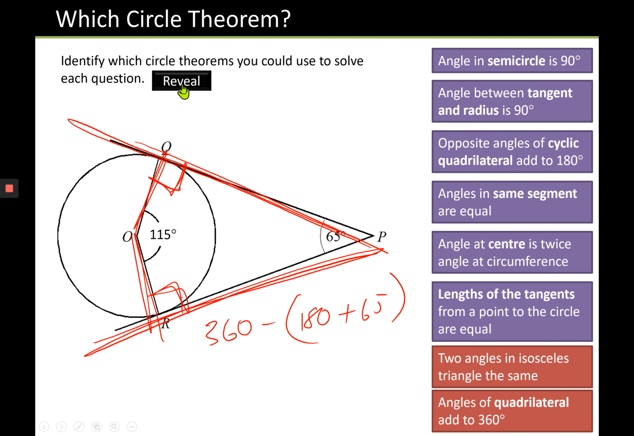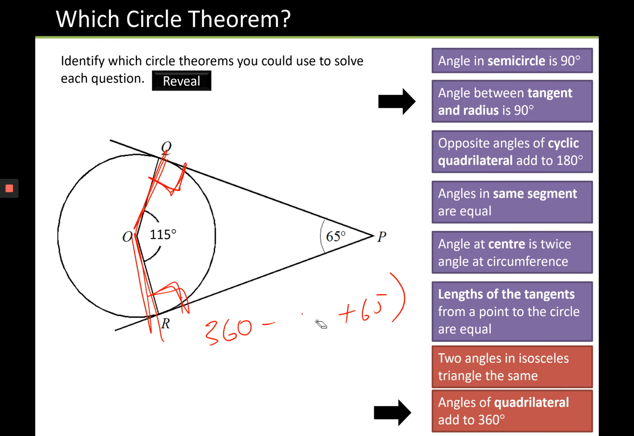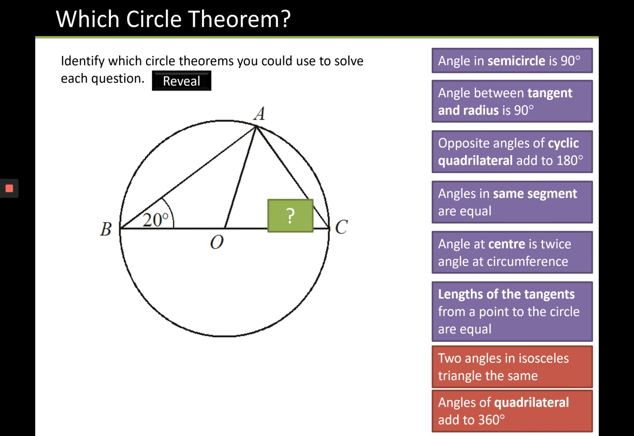So the theorems we used are tangent and radius is 90 and angles in a quadrilateral, not cyclic. So it's not this one here. We're not using that one. When you get to the questions on the worksheets, you're going to not only need to show your working out, but you're going to actually need to write out any theorems that you're using. Okay, next question. Pause the video here.